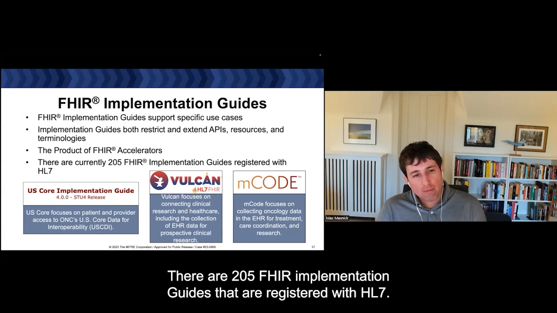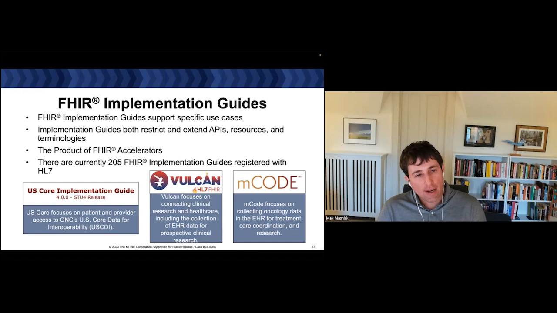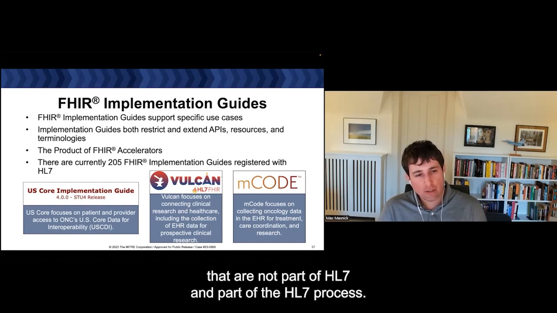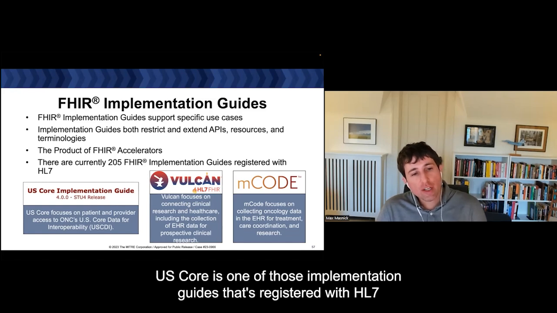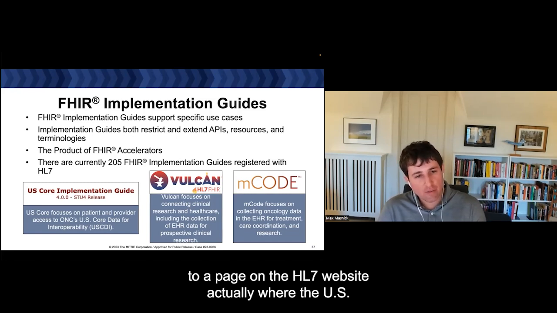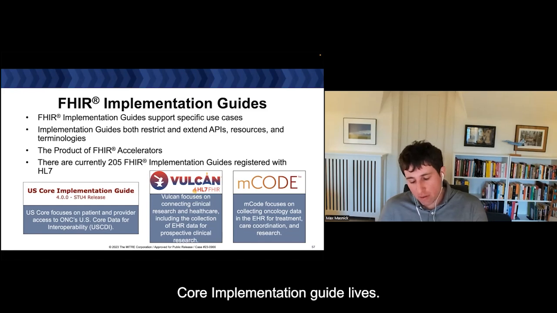There are 205 FHIR implementation guides that are registered with HL7. There are lots more implementation guides out there as well that are not part of HL7 and part of the HL7 process. US Core is one of those implementation guides that's registered with HL7. And if you Google US Core FHIR, you'll be taken to a page on the HL7 website, actually, where that US Core implementation guide lives.